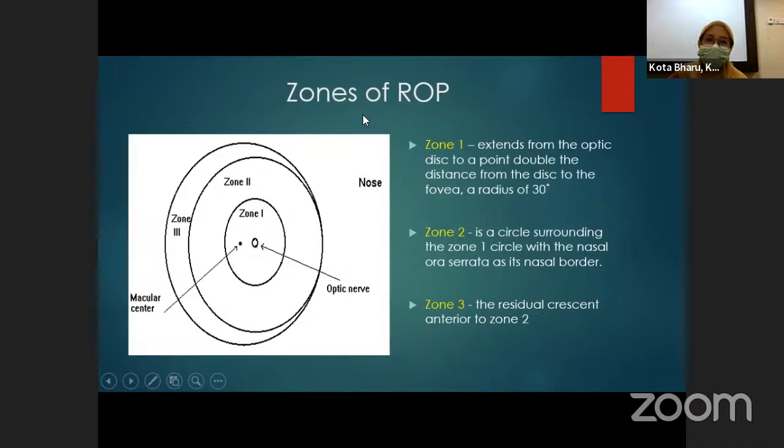Okay, this is the location, how we locate the zone in ROP. Actually, zone in ROP is only an imaginary zone. It's not a true zone that we see in the fundus of the baby. So zone 1 extends from the optic disc to a point that is double the distance of the optic disc to the fovea. An easier way to remember is that the distance is 2 times the distance between the optic disc and the fovea. What is zone 2? Zone 2 is a circle that surrounds zone 1, with the nasal ora serrata as the nasal border. And zone 3 is the residual crescent anterior to zone 2.